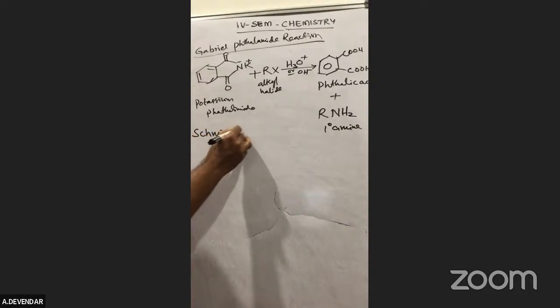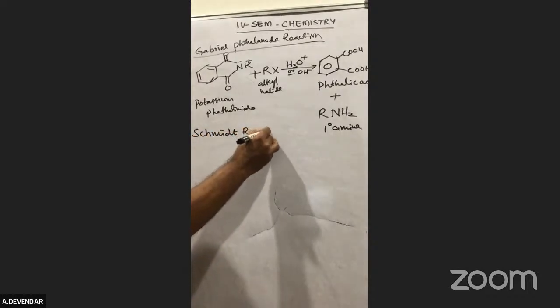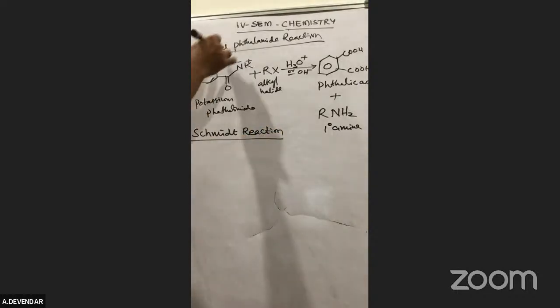Next, third is the Schmidt reaction. It is also very important. Name reactions are always important. If there are two questions, 5 and 5, this 10 marks question may also be asked, but from the examination point of view, write the Gabriel phthalimide reaction and the Schmidt reaction.